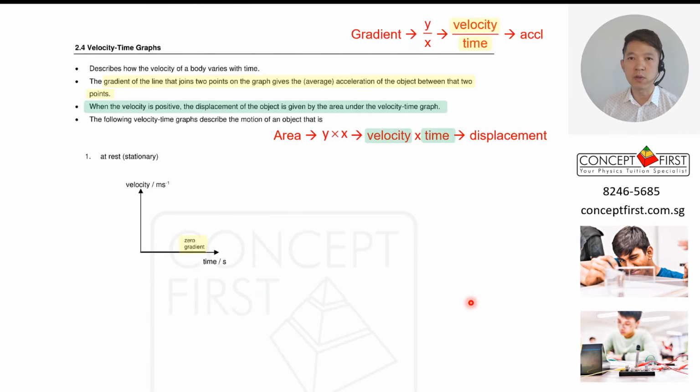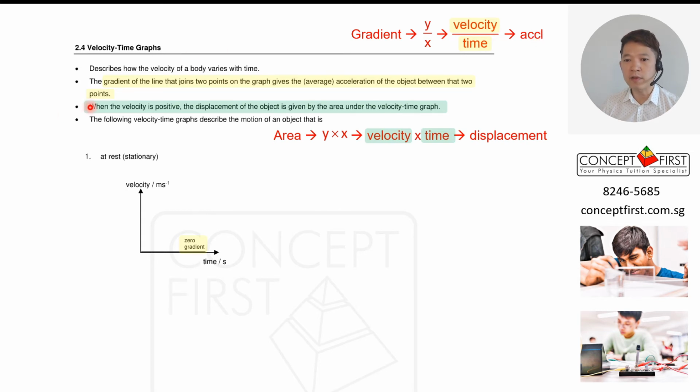Okay, let's move on to velocity time graph. For velocity time graph, there are 2 important points. The first one, similar to the earlier one, is the gradient, which gives us the vertical axis value divided by the horizontal axis value. So for velocity time graph, the gradient gives me velocity divided by time, which is acceleration.